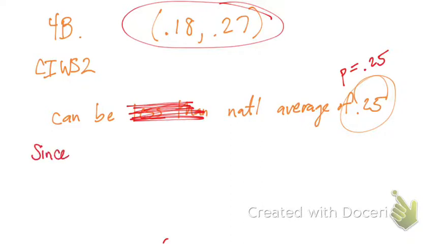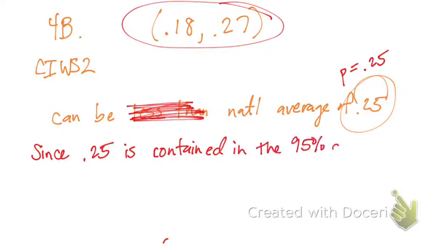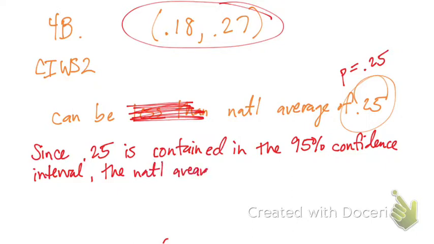since 0.25 is contained in the 95% confidence interval, the national average could be 25%. Then if, let's say, 25% were not contained, you would say it is not, then the average could not be 25%.